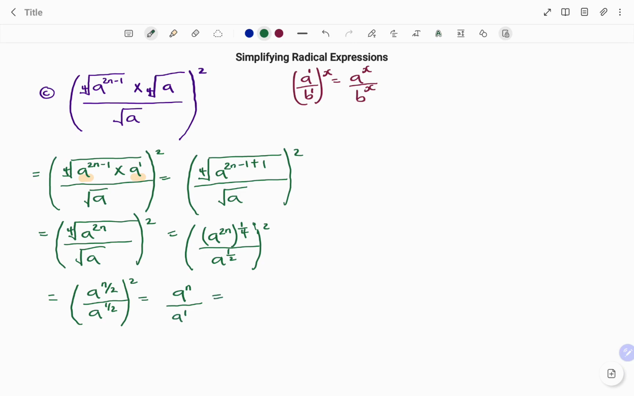So my final answer will be, applying laws of exponents again, because I'm dividing, I'm going to subtract the power at the top minus the power at the bottom. So my answer is a to the power of n minus 1.